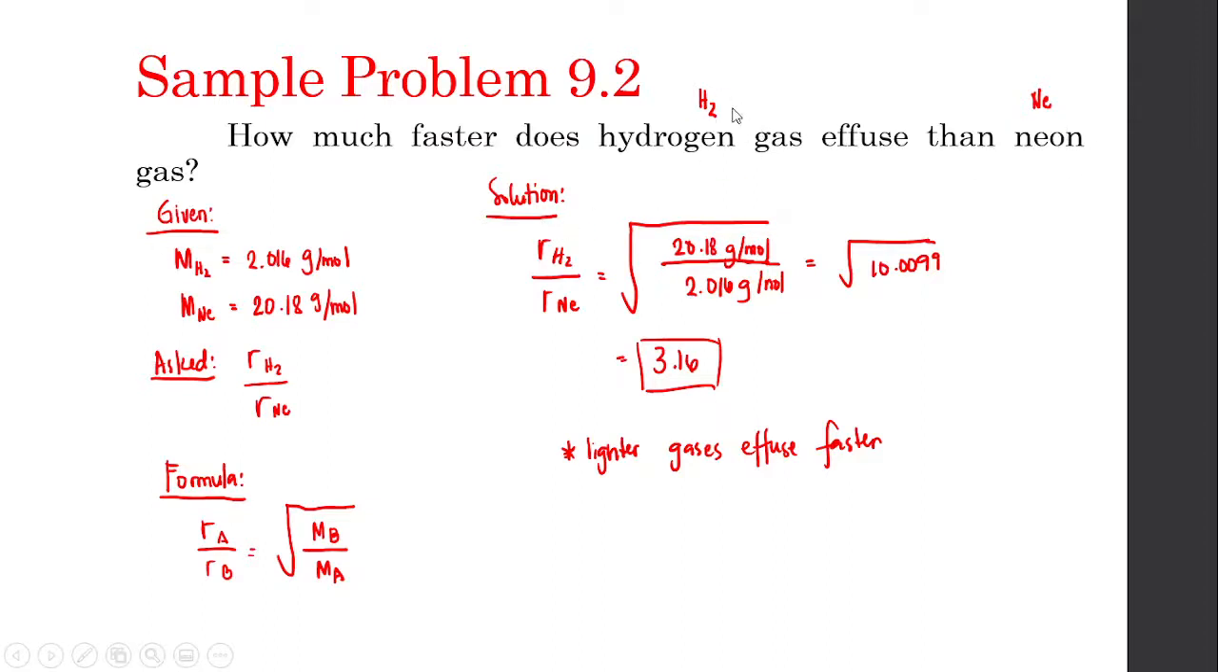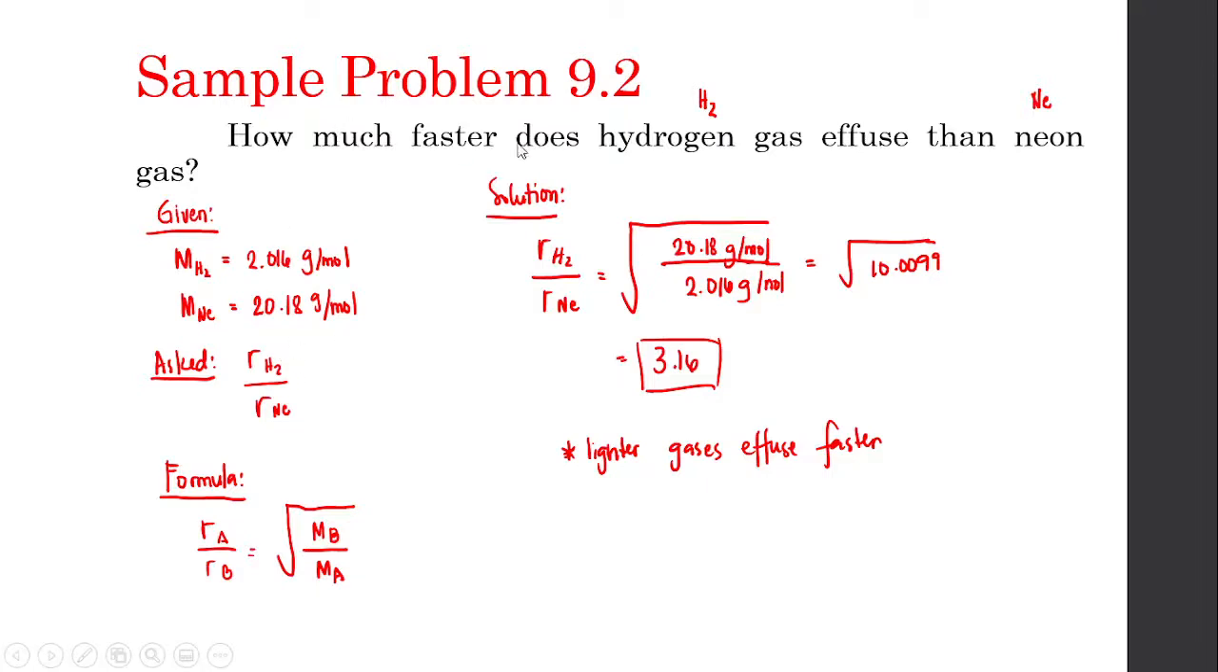The molar mass of a single H is equivalent to 1.008 grams per mole. Since we have H2, we just have to multiply that by 2. So the molar mass of our H2 is 2.016 grams per mole. The molar mass of Ne is 20.18 grams per mole. You will find that in your table of elements, the number below the element.